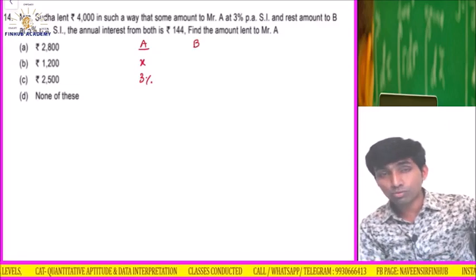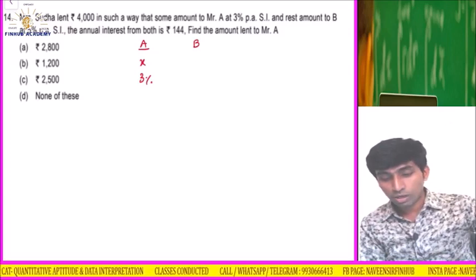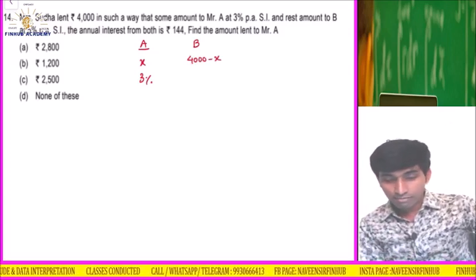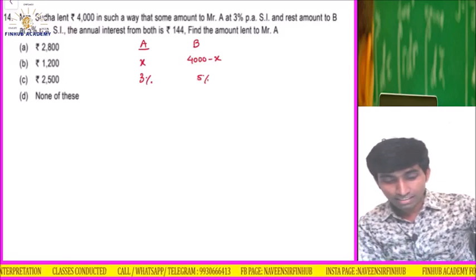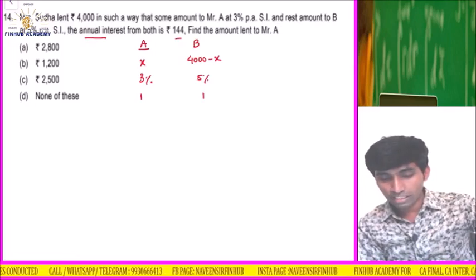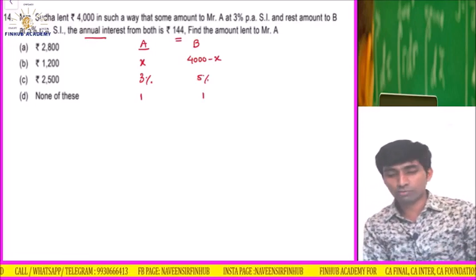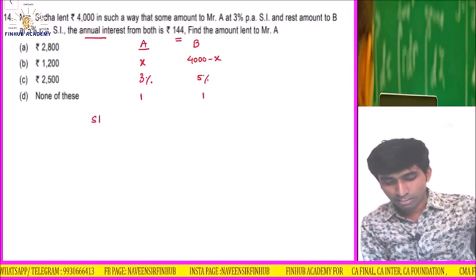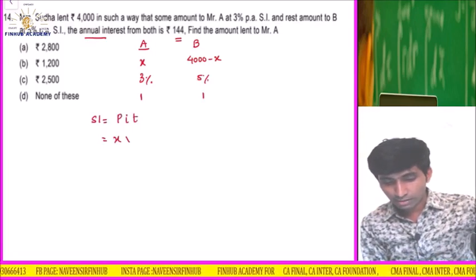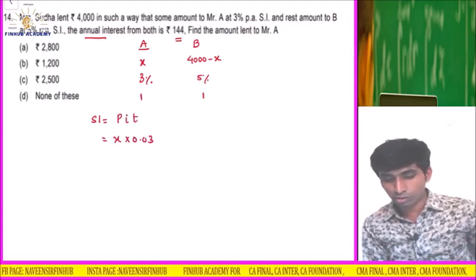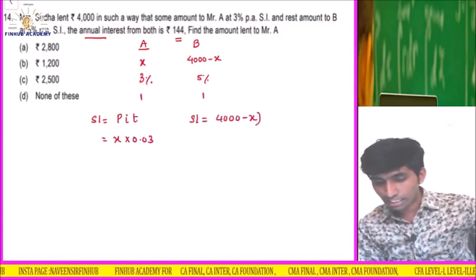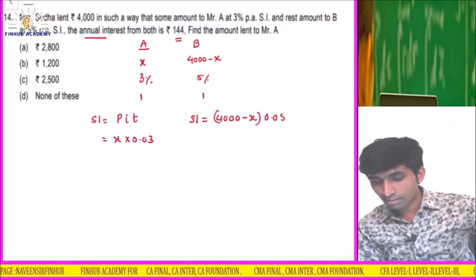Rest amount to B. So obviously if total amount was 4,000, how much is lent to B? 4,000 minus X, the remaining amount at 5%. Okay, find the annual interest. Annual interest means T is 1. Understand? So the annual interest from both is 144. So SI ka formula we will use P into R into T. So here I will use X into 0.03 into 1, and here SI is equal to 4000 minus X into 0.05 into T.